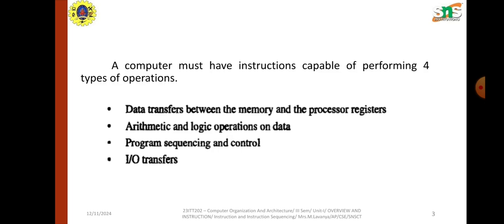the processor. And the computer instruction must be capable of performing four major operations. The first operation is that it must be able to transfer data between the memory and the processor. As I have said earlier, the data we need to perform the operation will be fetched from the memory location, and the output result will be stored again to the destination. So the in and out movement of data between memory and processor is mandatory.